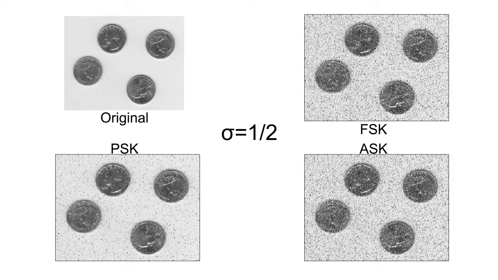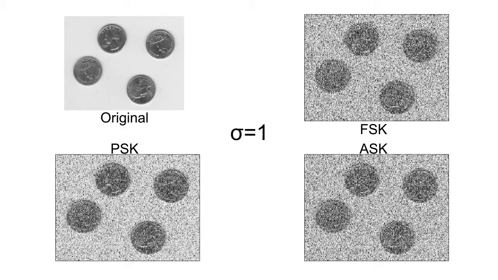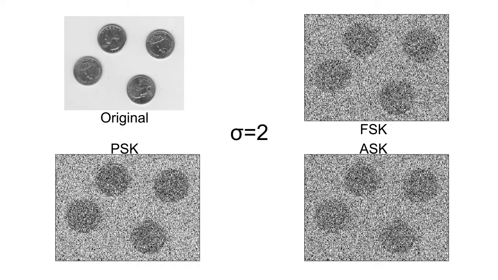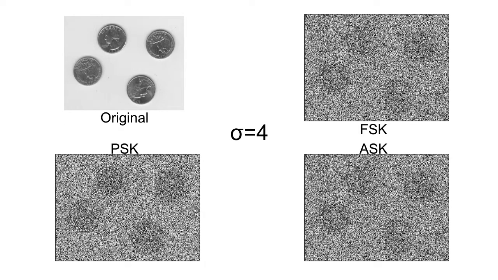Looking at the output here, it's easiest to see the differences between ASK, FSK, and PSK with a low variance. As you can see, there is very little noise with PSK, but ASK and FSK have a noticeable amount. As we increase our sigma value from 1/2 to 1 to 2 and to 4, we introduce more and more noise. However, it's still slightly noticeable that PSK produces less noise compared to the other two, and looks closest to the original.